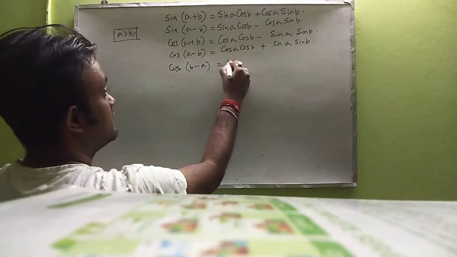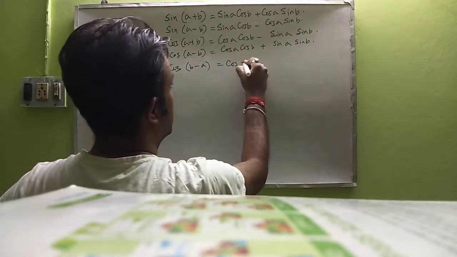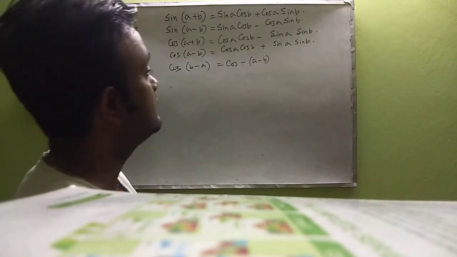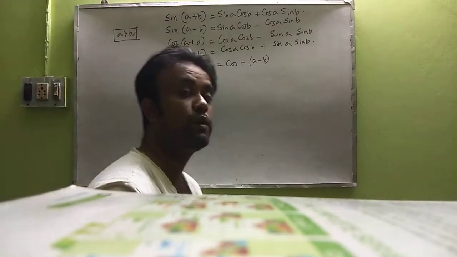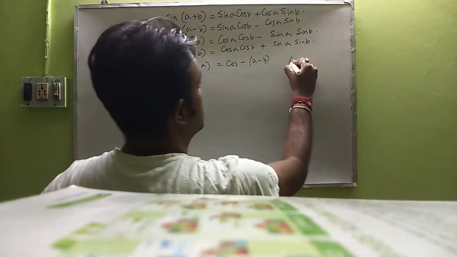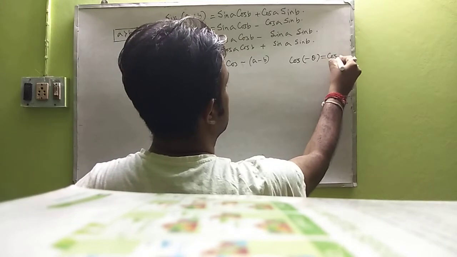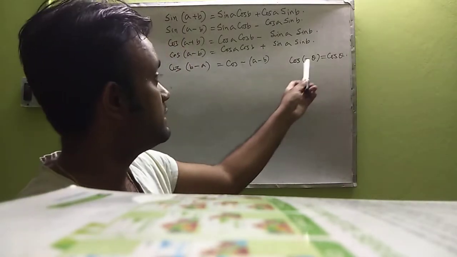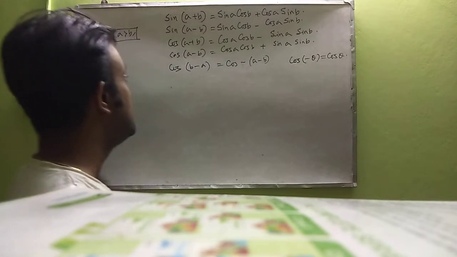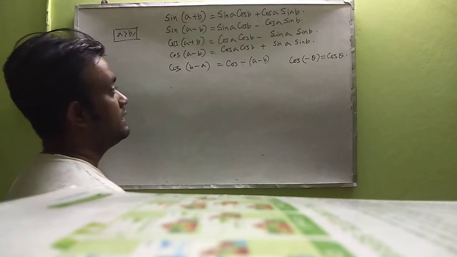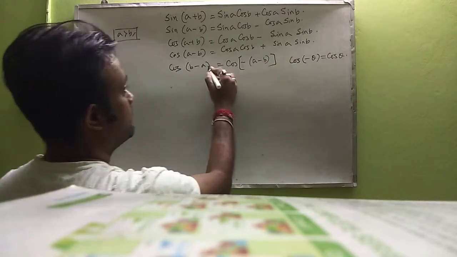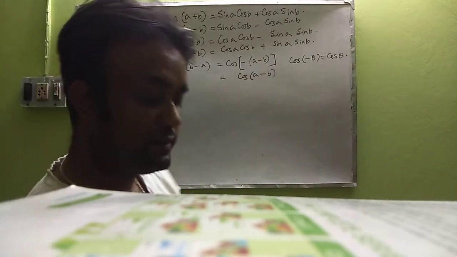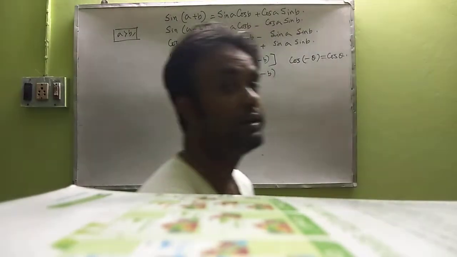cos of B minus A is equal to cos of minus A minus B. As in the previous class we discussed the property of cos theta, cos of minus theta is equal to cos theta. That is the even property of cos. So, in cos of B minus A, we can take the common minus from B minus A, which will be cos of A minus B. So, cos of B minus A is equal to cos of A minus B.